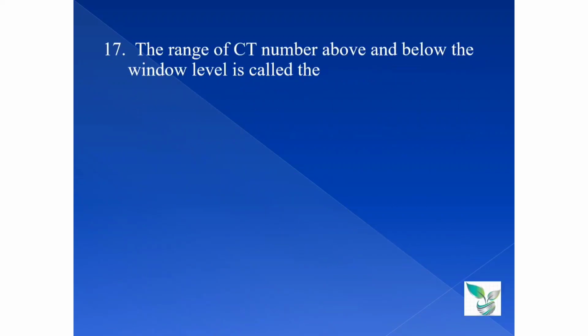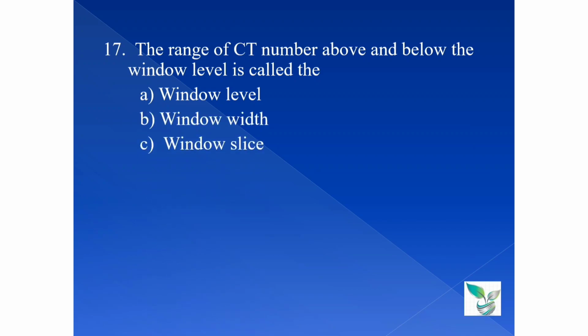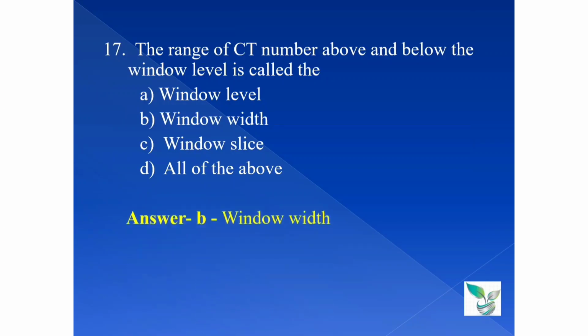Moving on to the next question, question number 17. The range of CT number above and below the window level is called the: option A window level, option B window width, option C window slice, and option D all of the above. The answer is option B window width.